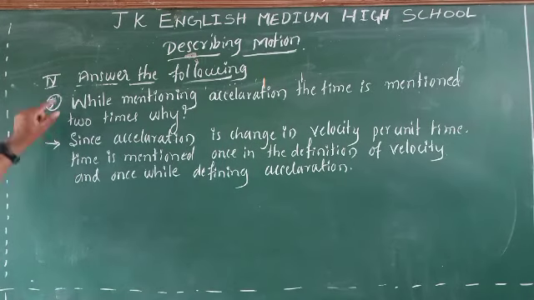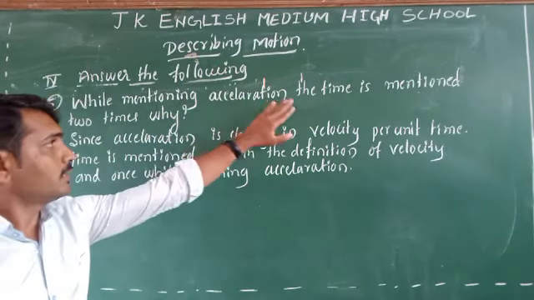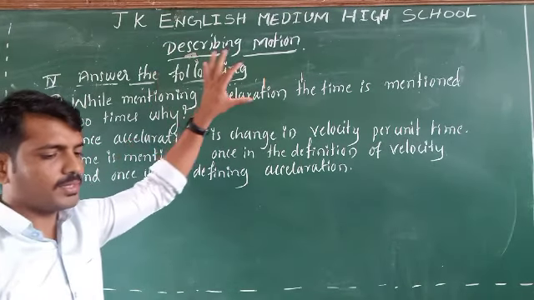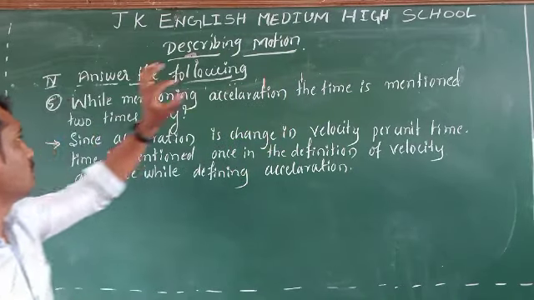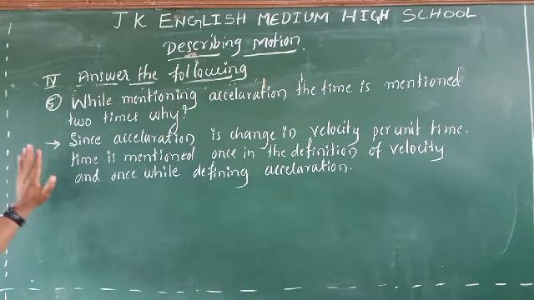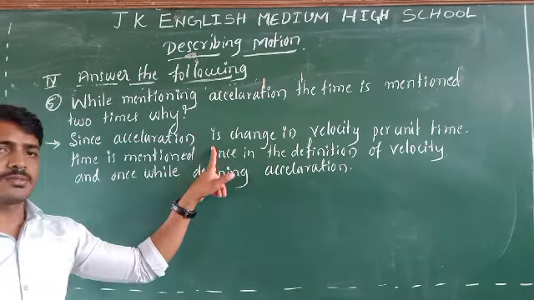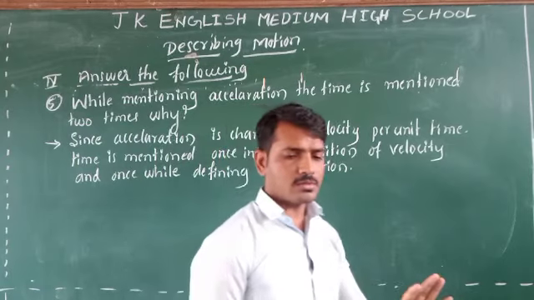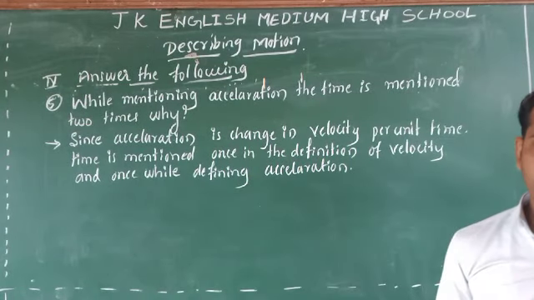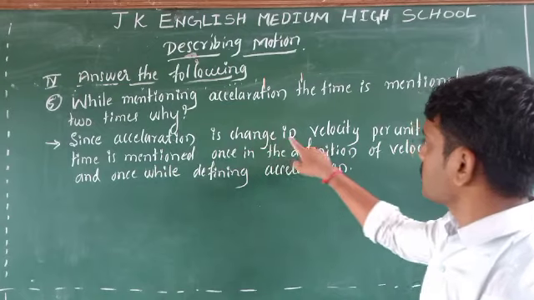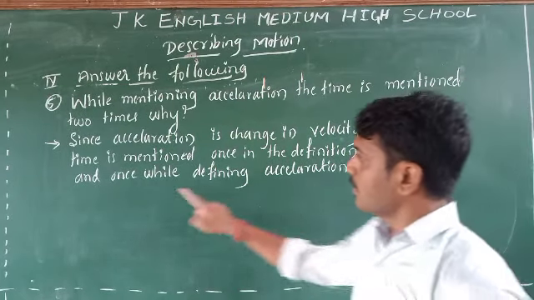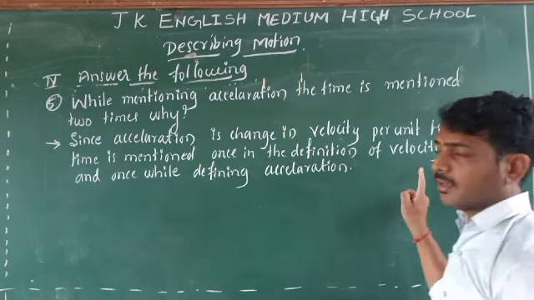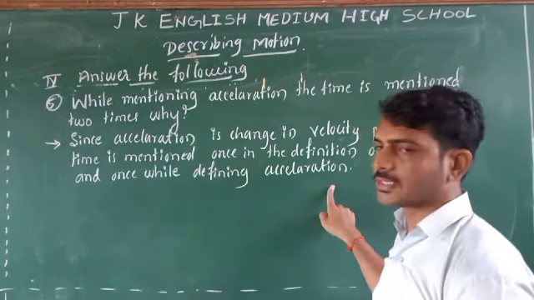Yes, once again I'll read. While mentioning acceleration, the time is mentioned 2 times. Why? The answer is, since acceleration is changing velocity, means acceleration is totally dependent on what? Velocity. How will you mention the velocity? With time, 2 times, correct? So since acceleration is a change in velocity per unit time, time is mentioned once in the definition of velocity as well as the definition of acceleration.